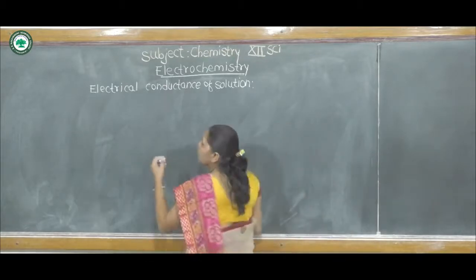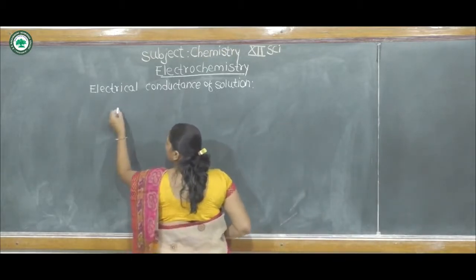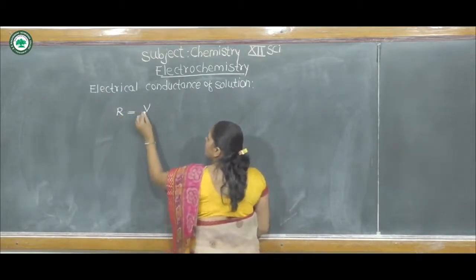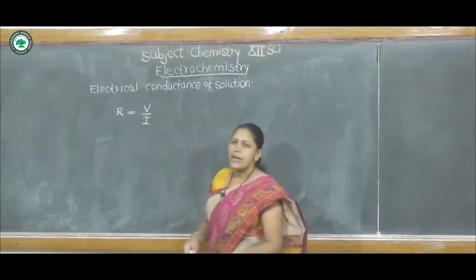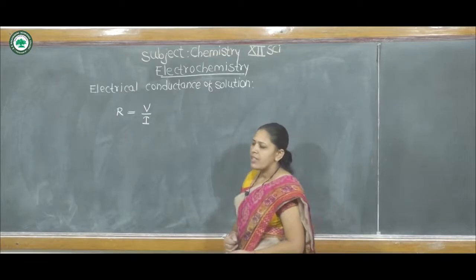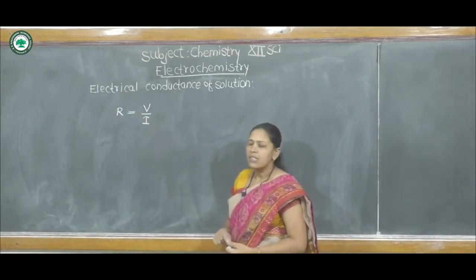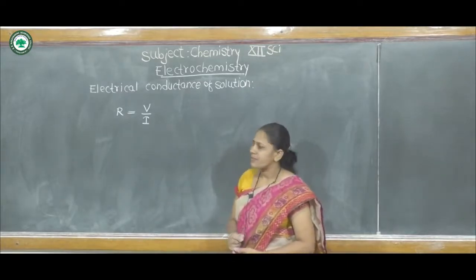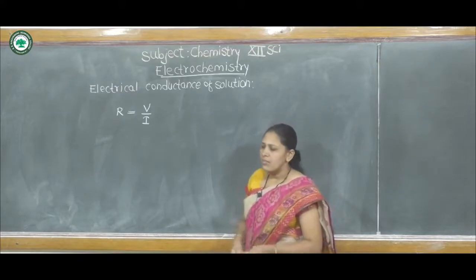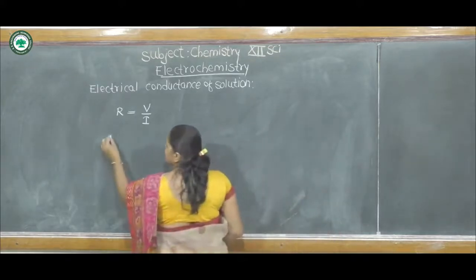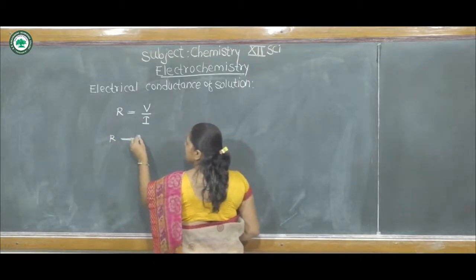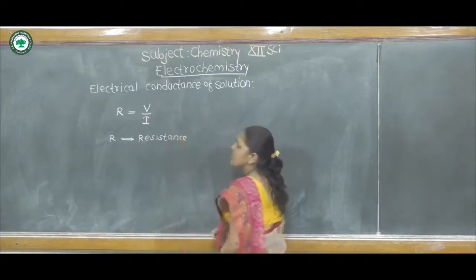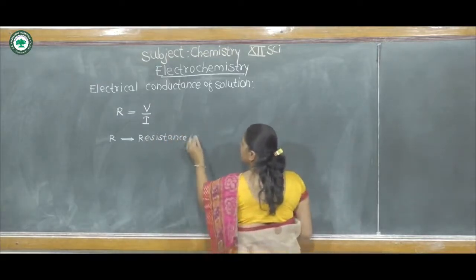Then, according to Ohm's law, resistance is equal to V upon I. According to Ohm's law, resistance of a conductor is the potential difference divided by current. It is Ohm's law. Here R is resistance. The SI unit of resistance is Ohm.